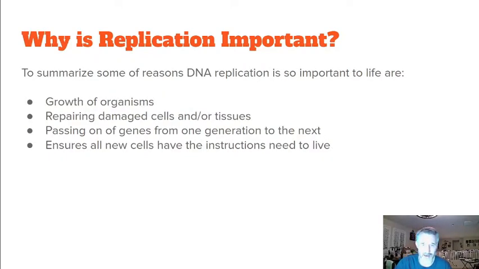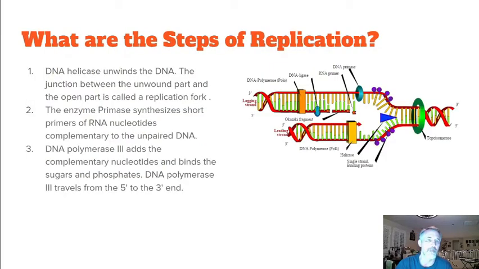So to summarize some of the reasons DNA replication is so important: growth of organisms, right? Repairing damaged cells when we get an injury or damage to our tissue, passing on of the genes from one generation to the next, and basically it ensures all new cells have the instructions they need to survive, to make the proteins they need to do their job.